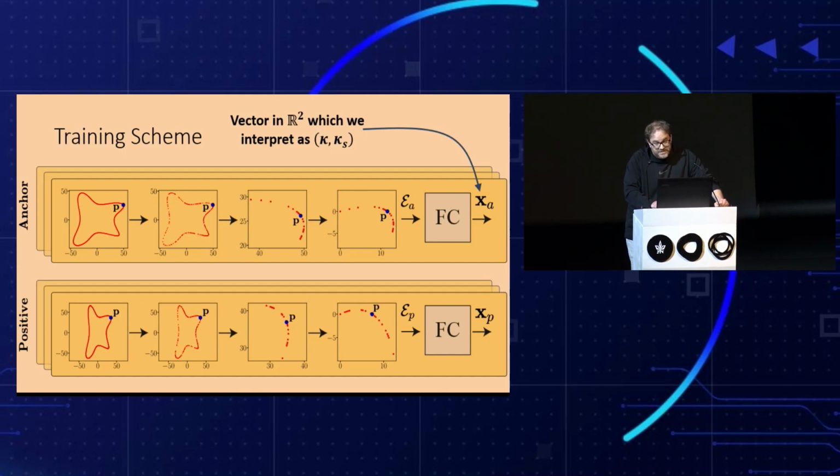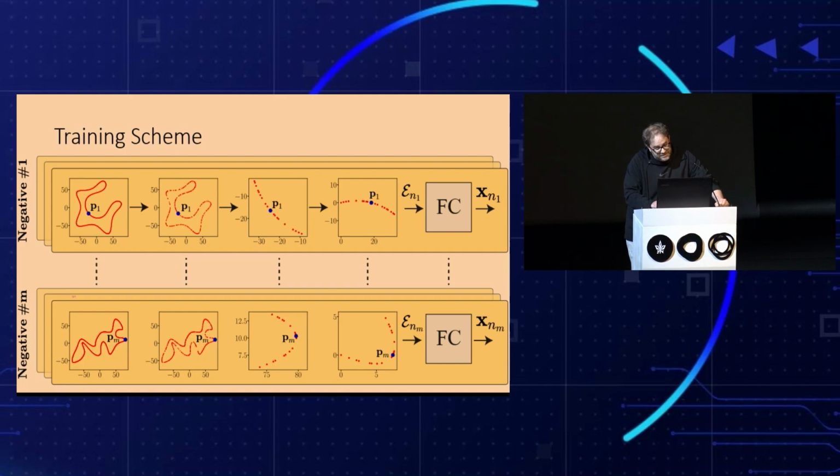We do the same thing for the positive example. We take the same point on an equivalent curve, so the curve of the positive example was transformed by some random transformation of the group G, of which we want to learn to approximate the differential invariance. These are the anchor and positive examples. To build the negative examples, we just take random points on different random curves. We have M negative examples, and we can set M to whatever we want; it's a hyperparameter.